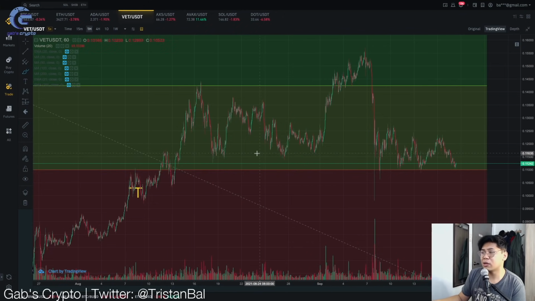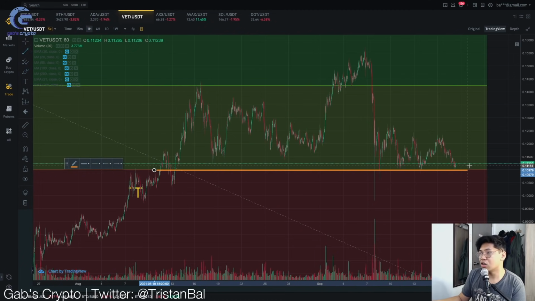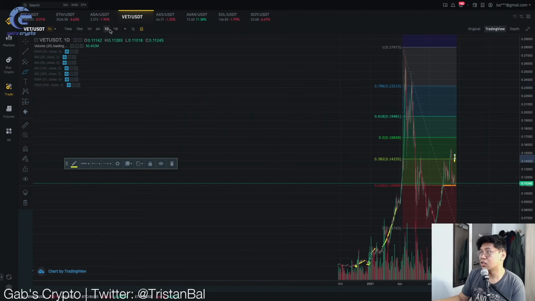And yes, as of now, I saw a buy opportunity here for VeChain, which is this area. So maybe later today I'll place another buy order for VeChain. And then yeah, if we break this area above 14.37 cents, then I think we're going to see a move to the upside.